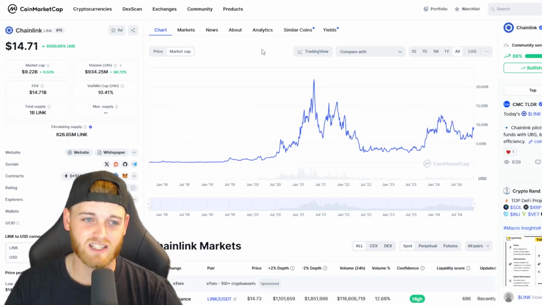Okay, so let's get into the price action. Let's look at some price targets, and let's look at how we can make some money with this asset.